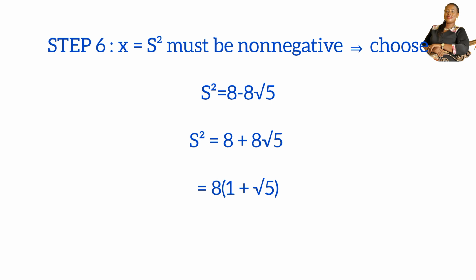Since x equals s squared and any square must be non-negative, we can't choose the value 8 minus 8 root 5, because root 5 is greater than 2, which will make the expression negative. That means the only valid solution is x equals 8 plus 8 root 5. We can factor out the 8 to make it a little neater: x equals 8 times (1 plus root 5). Now we are ready to take the square root to find s, which is a plus b.